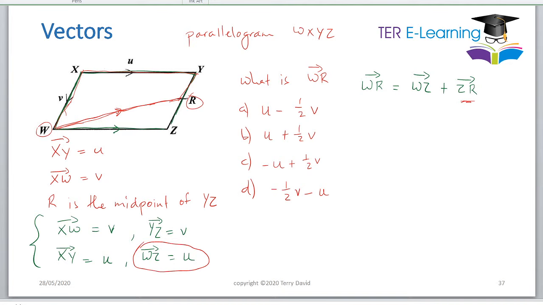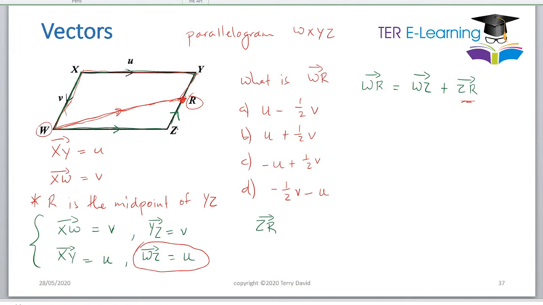We know that the point R, they told us that the point R is the midpoint of YZ, which means that R is sitting in the middle of Y and Z, right? Now, let's see if we can figure out what ZR is first before I do the addition. So ZR, right? Direction is important, people. So ZR is this way.